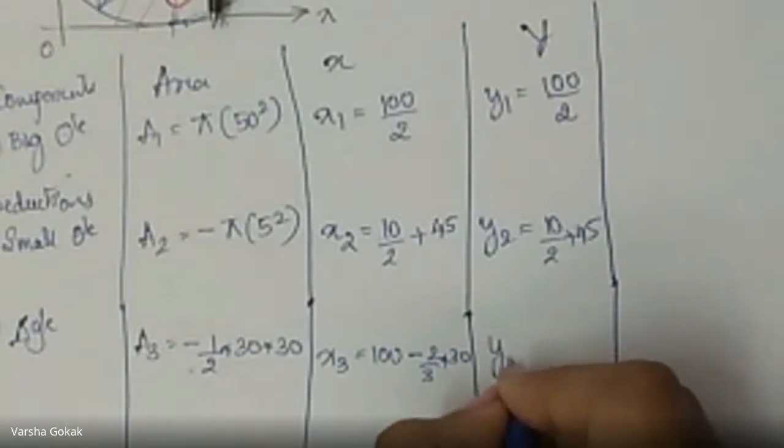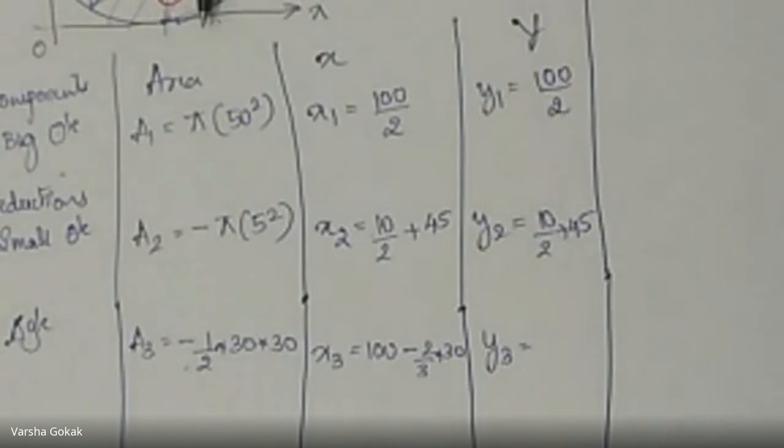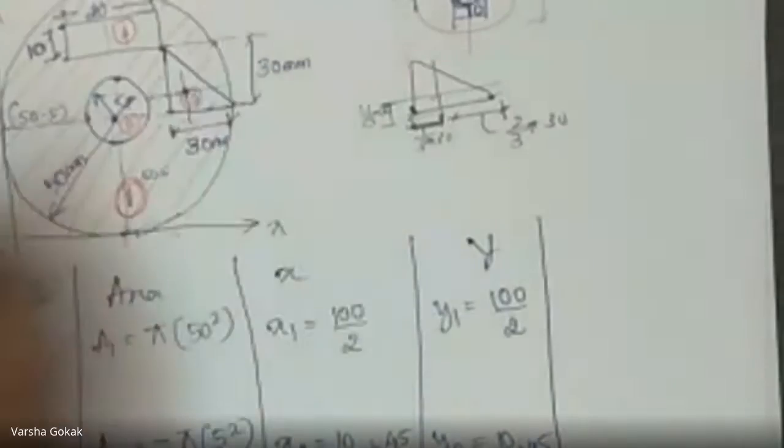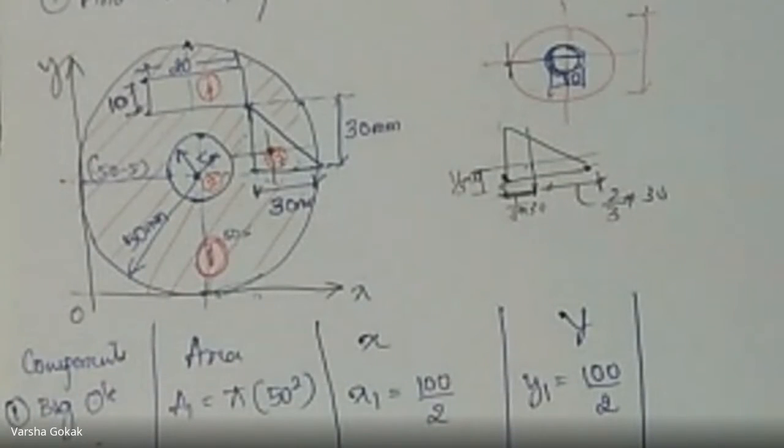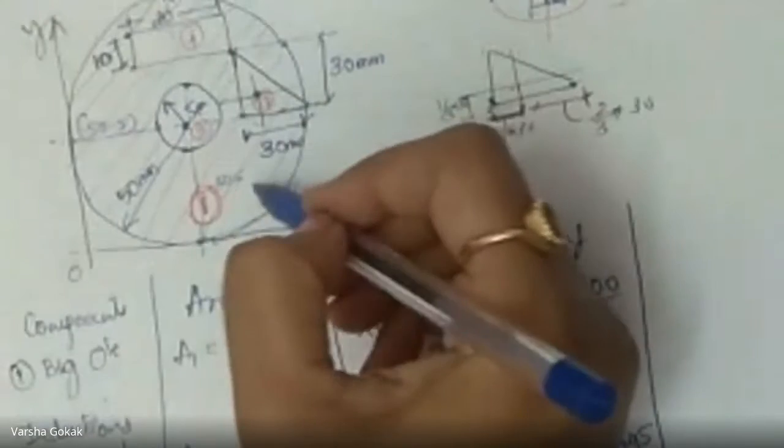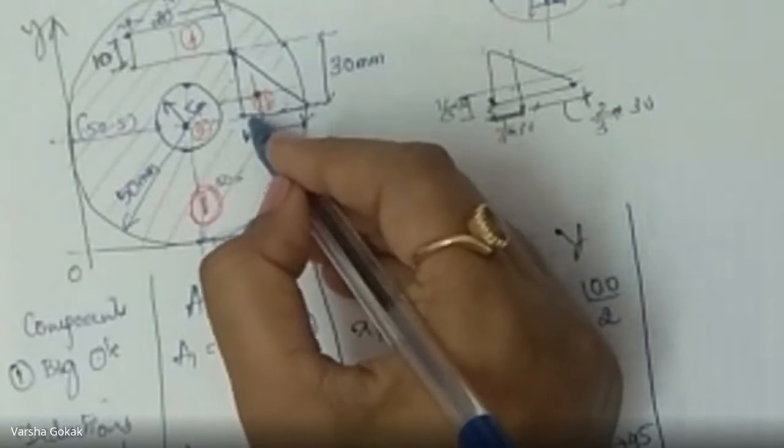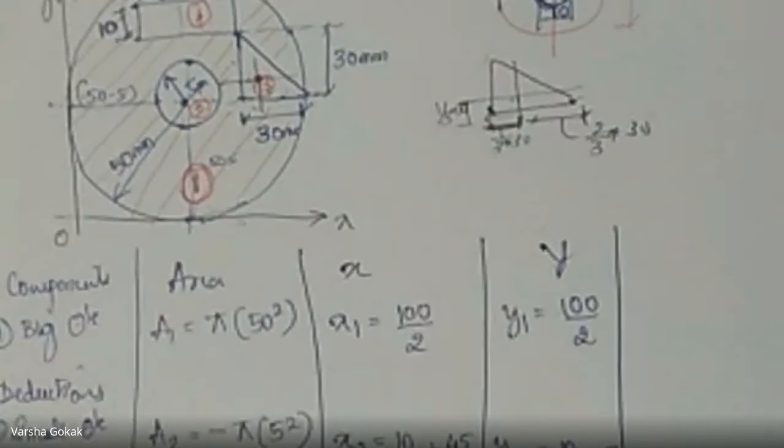Okay. What about y3? Can you tell me y3 value? Any one of you tell me y3 value. Yes, how do we write y3? What is the value? We need to get these distances. From here to here plus this. So how much is that?